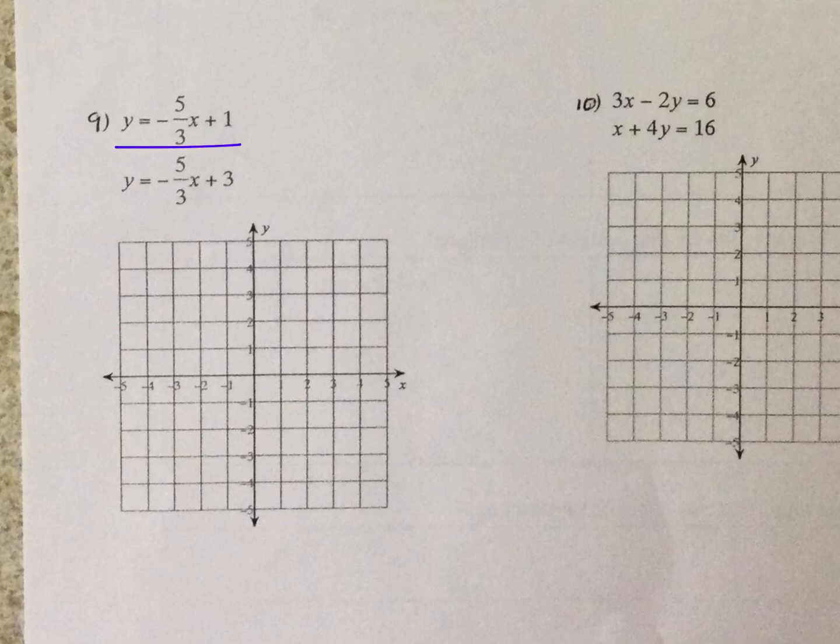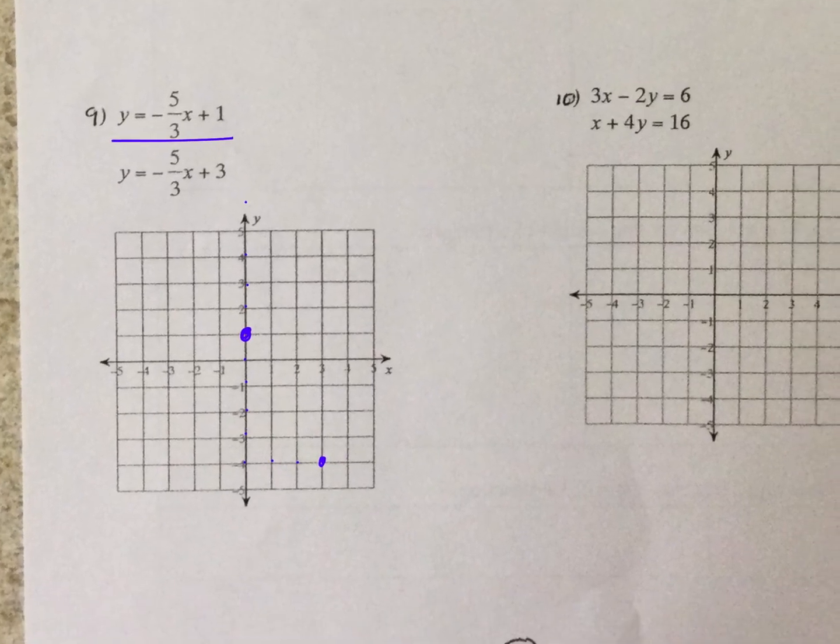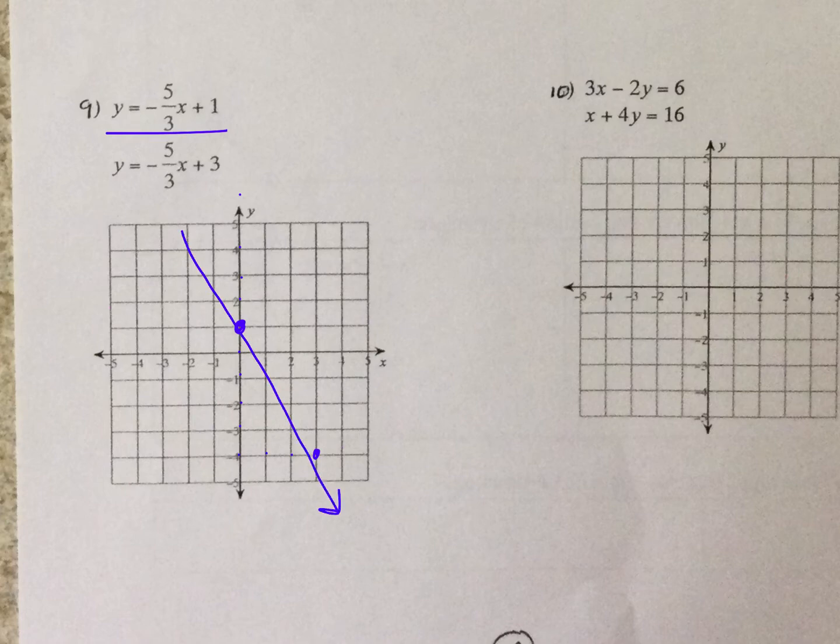I'm going to start with this one. Starts at 1. I'm going to rise 5. 1, 2, 3, 4, 5. That's not very good. So let's go down 5. 1, 2, 3, 4, 5. If I go down, I got to go to the right. So there's that line. This one starts at 3. I'm going to go down and to the right. So these lines are parallel. If I could draw straight, they're never going to touch. So that means they have no solution.